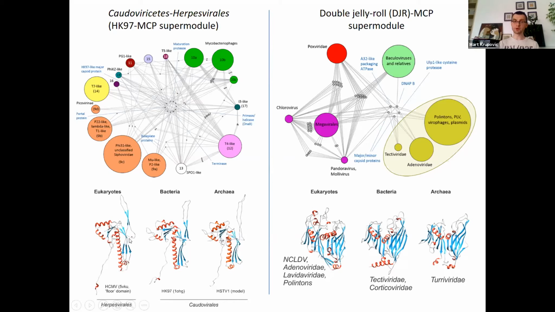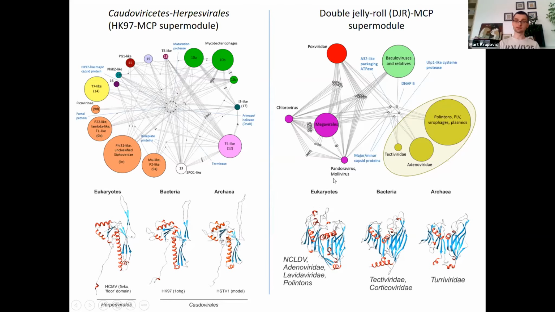And they have the particular major capsid protein and particular genome packaging machinery, and also share how the particles mature and are assembled. And the second supermodule corresponds to viruses with a very different major capsid protein known as the double jelly roll major capsid protein. And again, this supermodule includes multiple families, all the giant viruses, mimiviruses and such, but also smaller adenoviruses, bacterial tectiviruses, and archaeal pluriviruses.